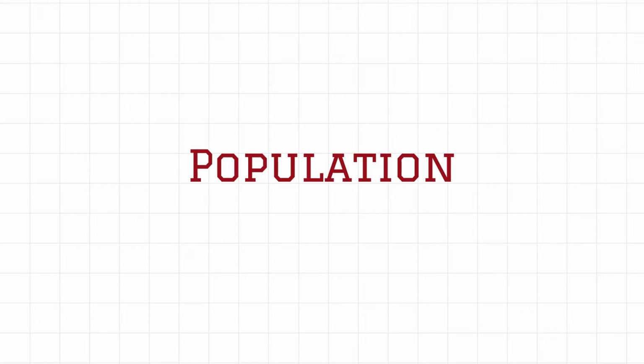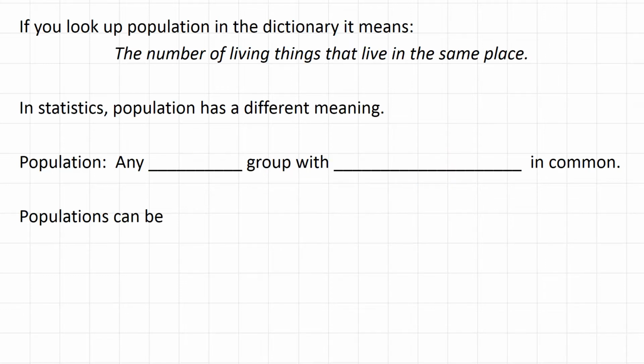So we're going to talk about what population means in terms of statistical data. If you look up population in the dictionary, it means the number of living things that live in the same place. So we use the word population very commonly. For example, what is the population of Victoria? But in statistics, population has a bit of a different meaning.